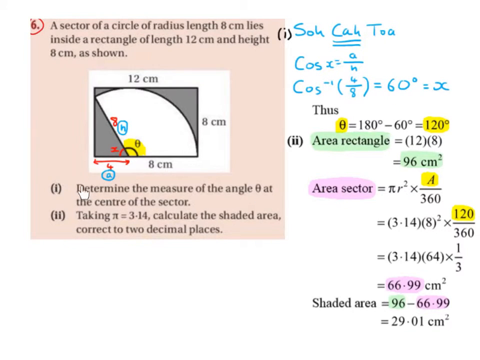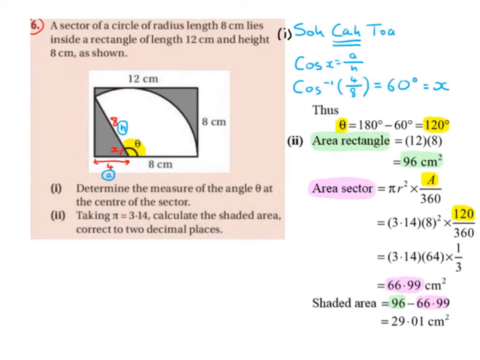Part 1, determine the measure of angle theta at the centre of the sector. So find this angle here. In part 2, taking pi to be 3.14, calculate the shaded area correct to 2 decimal places. So find the area of the grey part. So part 1, we're trying to find this angle here, angle theta.